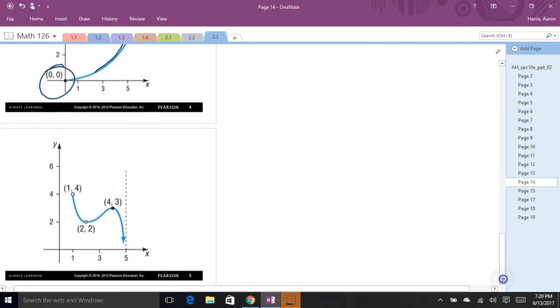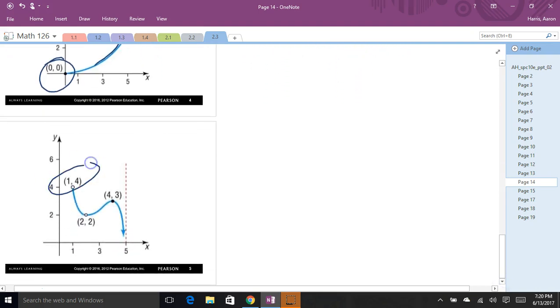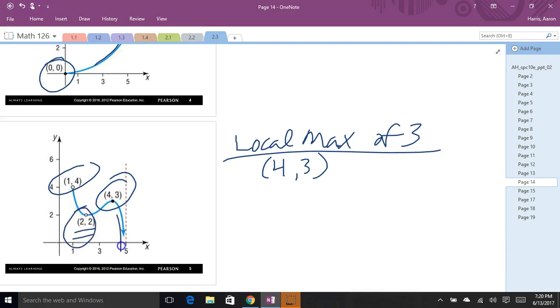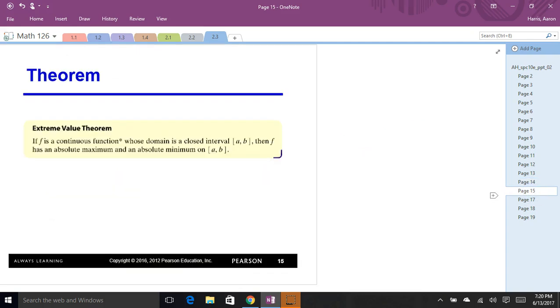Okay, that brings us to our last one here. Notice this is not included, so there's no absolute max. There is a local max right there. There's a local max of 3 that occurs at 4, 3. Is there a local min? No, it's not including that. See how it's open? No local min. And notice it keeps going down, so there's no absolute min either. Okay, so hopefully that helps on those.